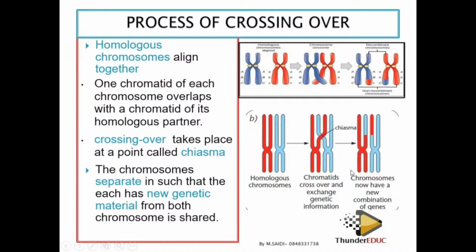That's one of the ways of losing marks if you don't show the variation correctly. So the chromatids cross over and then they exchange the material or the information. And then now the chromosomes have a new combination of the genes.